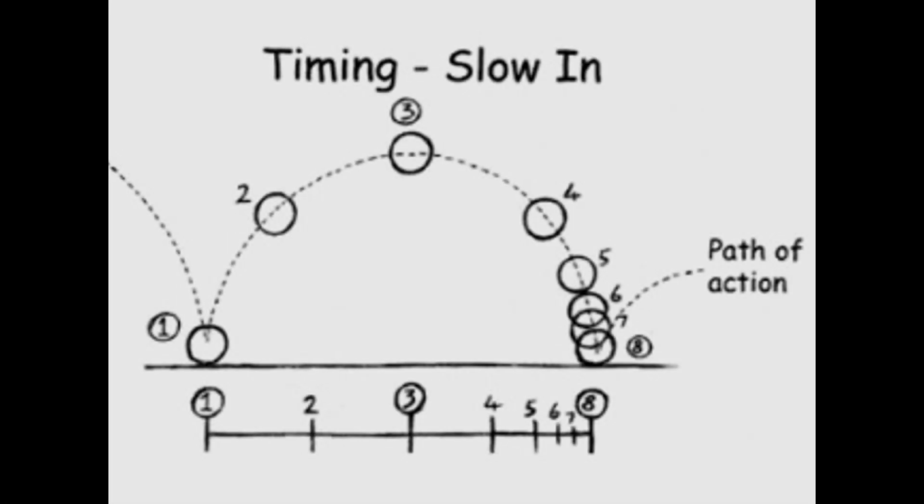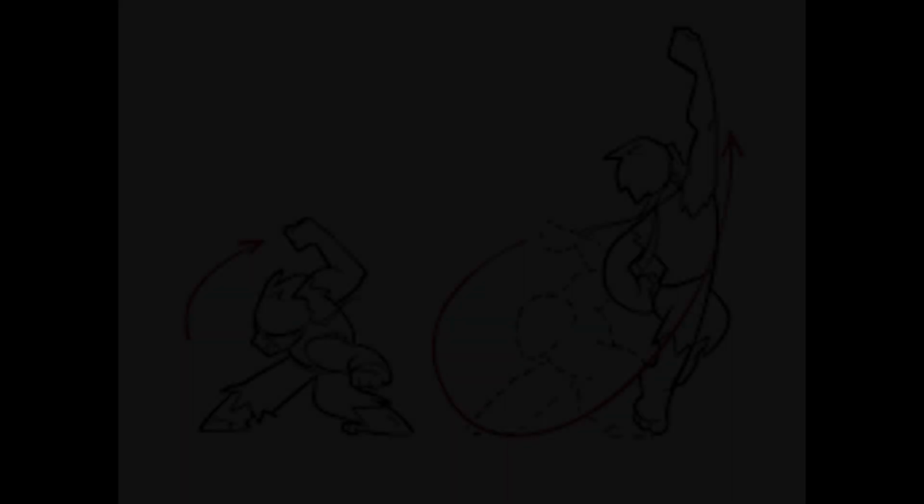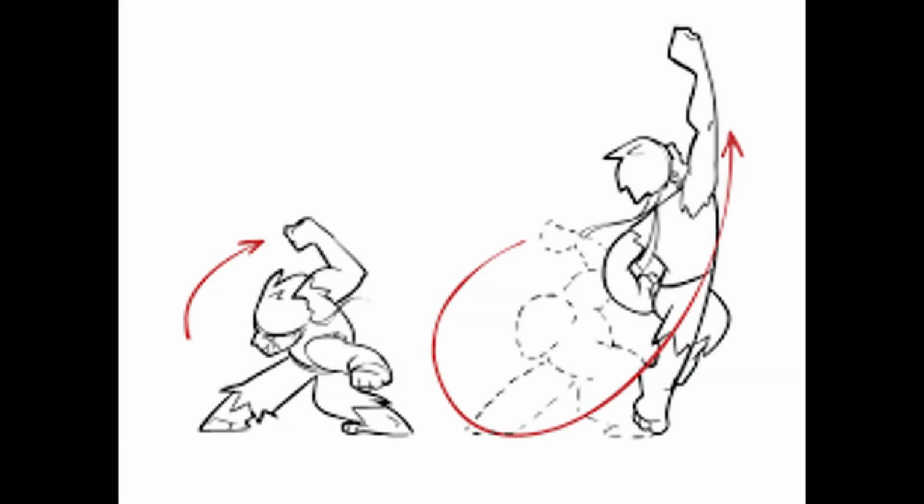For number 6, we have slow in and slow out. Movements are not always constant. In Unity, we can use animation curves to speed up or slow down an object or character, creating more natural transitions between actions. Number 7 is for arcs.